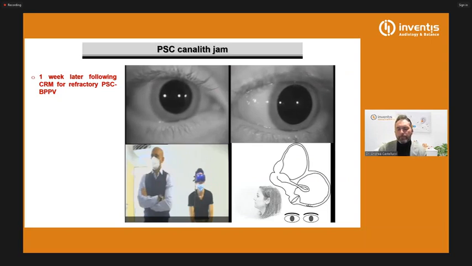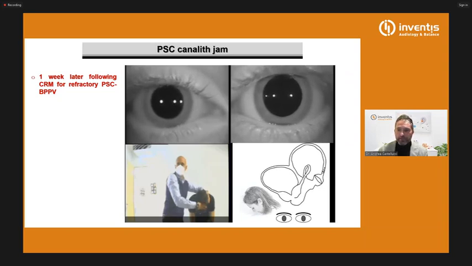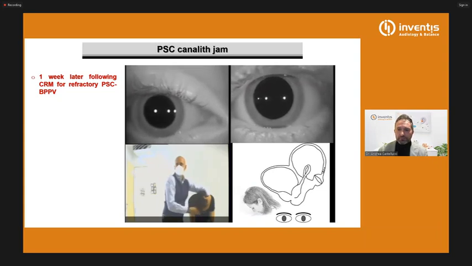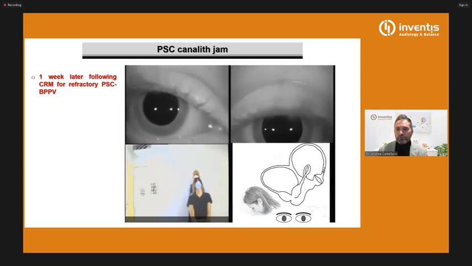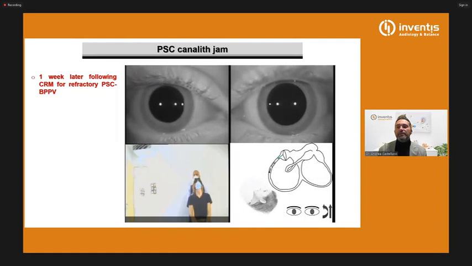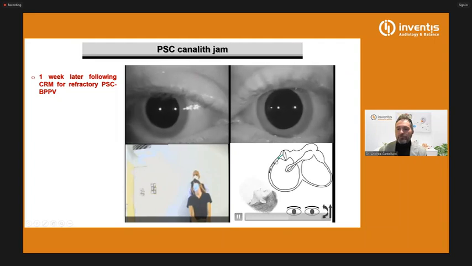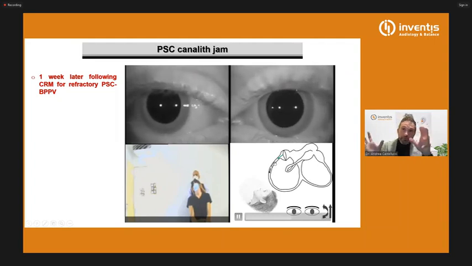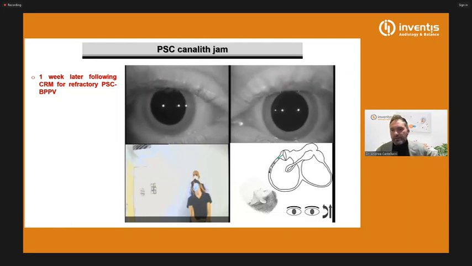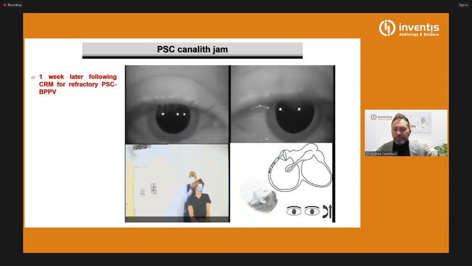after 1 week. You can see here that there was no more spontaneous nystagmus, but there was probably a tiny downbeat nystagmus in this position. Tiny downbeat nystagmus with the left torsional component, while in this position there is a more evident upbeat nystagmus with right torsional component. So probably there are still some otoconia here in the ampullary arm of the posterior canal, leading to this positional nystagmus, even in the upright position.